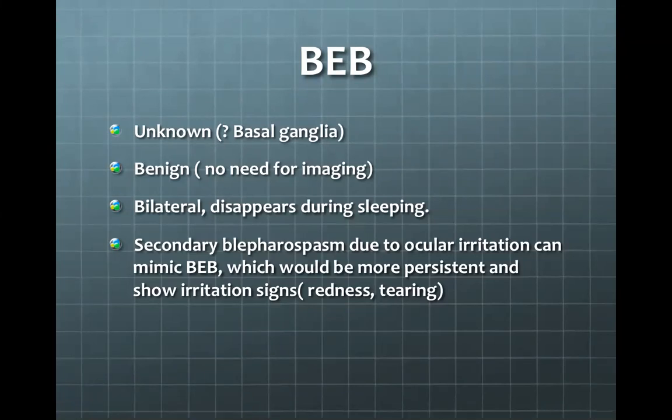What can mimic a benign essential blepharospasm is an irritation to the ocular surface that can give you a persistent contracture of the eyelid muscles. So it's not repetitive like in the benign essential blepharospasm. It's more persistent, and usually the patient has redness and other symptoms of ocular irritation.